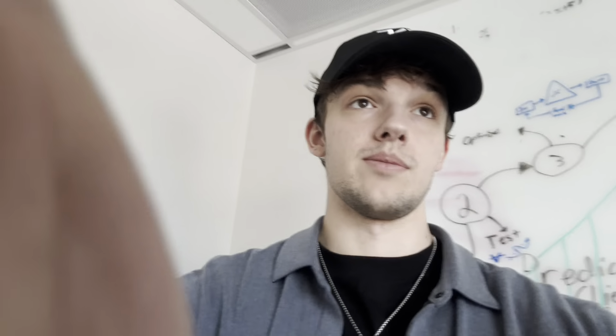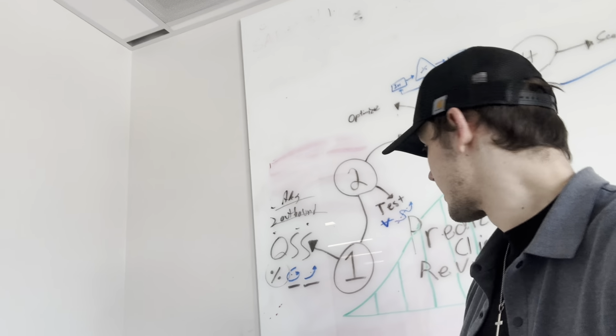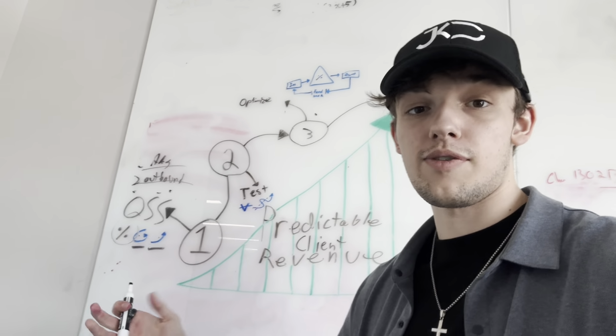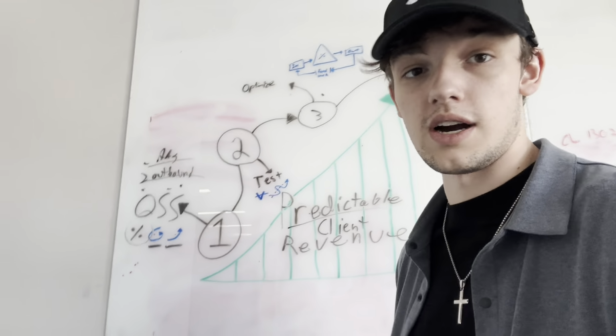So this is why you can't use organic content as an optimal selling system. It's a really good way to build a brand. It's a really good way to get clients, but you can't really control exactly how much revenue you're going to make from the amount of content that you make, which is why it's not predictable. So this is not what we're talking about.